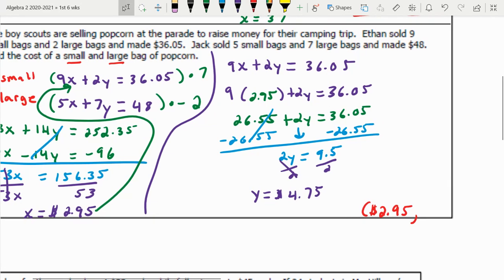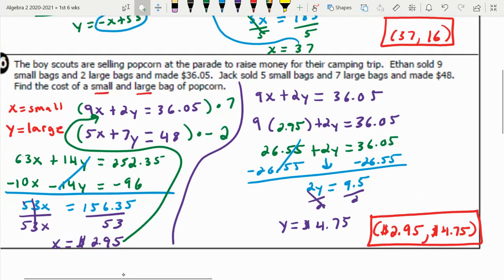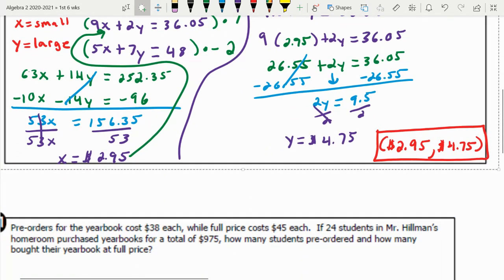And it makes sense, larger bags should cost more. So $4.75, and there is our final answer. Let's put that where we can see it. Boom. Okay. All right, so let's look at this other one.